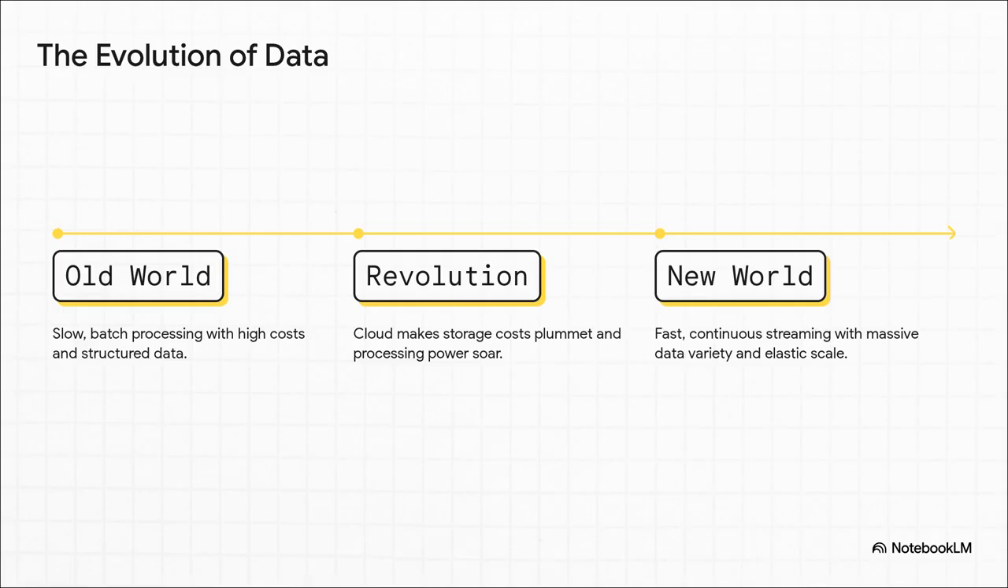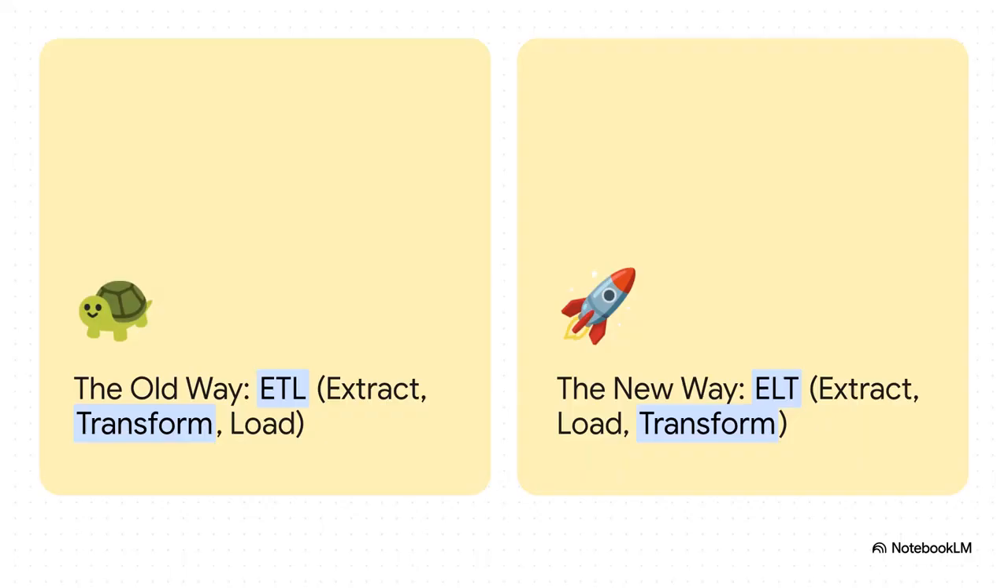Then came the cloud revolution. Suddenly, storage costs just plummeted, while processing power went through the roof. This created the new world we're in now. It's fast, it can handle any kind of data you throw at it, and it can scale up or down in an instant. And that massive tech shift completely flipped the process on its head. We moved from the old way, known as ETL, that's extract, transform, load, to the new way, ELT, extract, load, transform. Now, I know it seems like just flipping two letters, but believe me, this represents a complete paradigm shift in how we work with data.